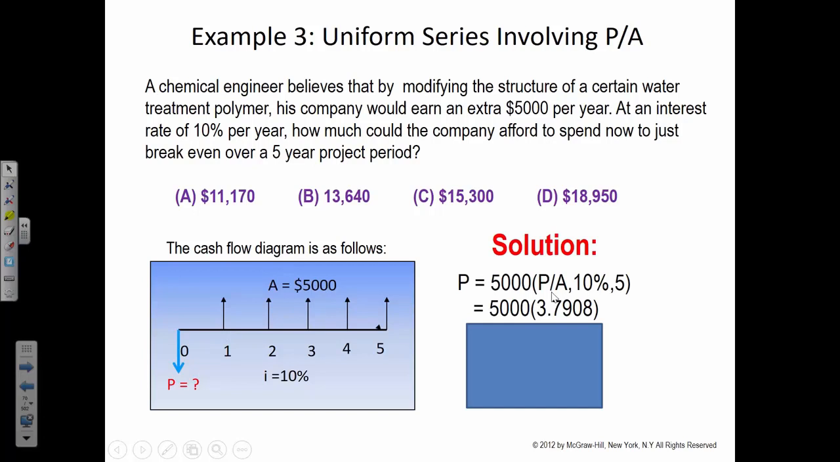So the way that we calculate this is the A is 5,000. We multiply it by the factor for P/A. So anytime you see these notations, you should translate it in your mind so it becomes second nature. P/A means find P given A. And then verify. Is that what we have? Yes, we have A. We want to find P. So the P/A factor, if we go to the 10% table, you'd look it up and it's 3.7908. So that means the present amount you can afford to spend now is $18,000.